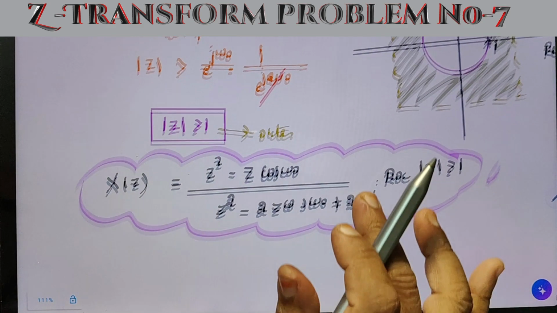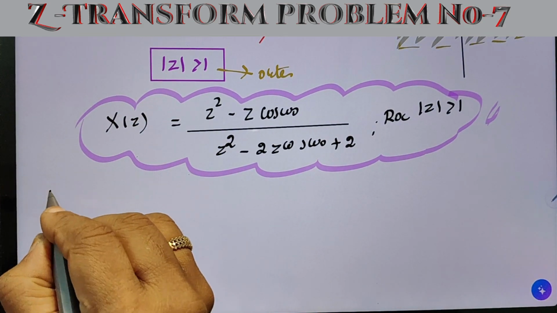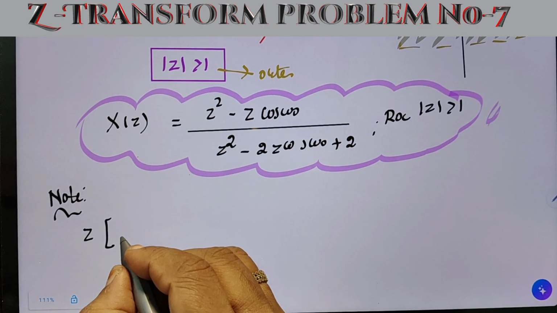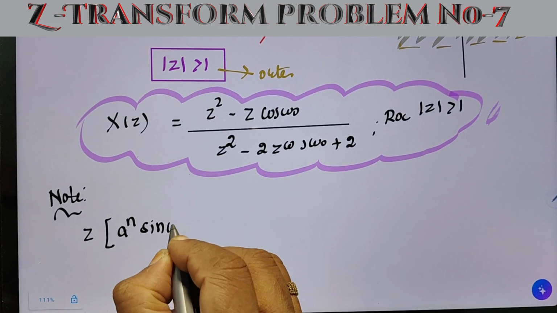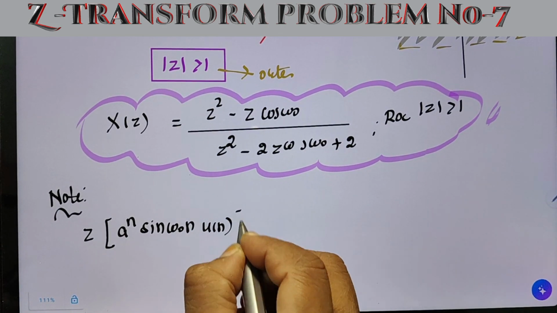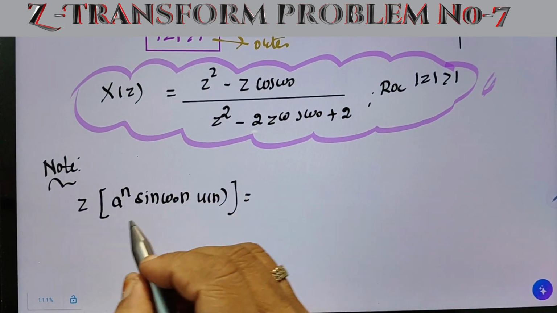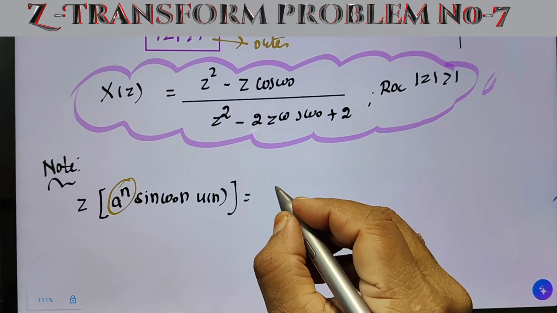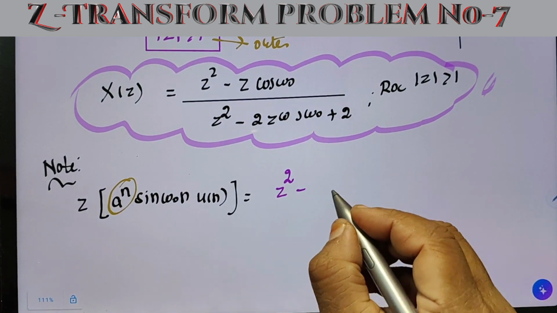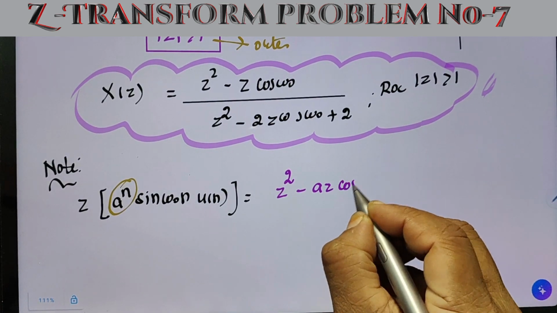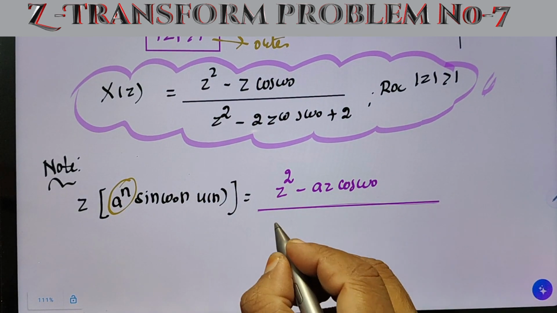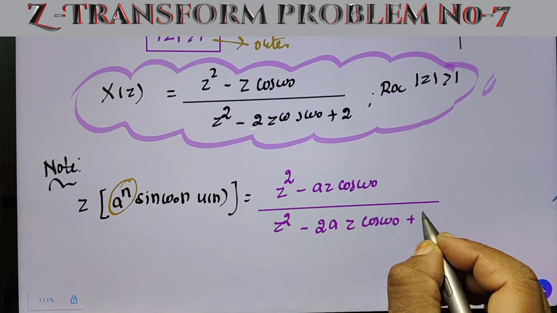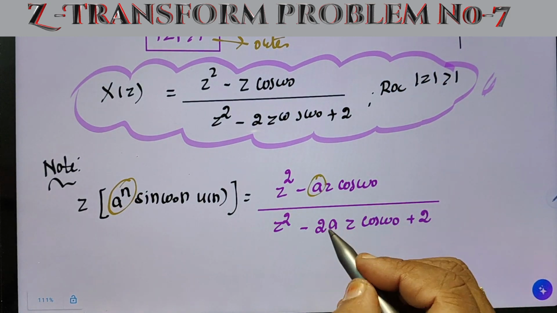Here note down one important point. In case it is the transform of a power n sin omega naught n into u of n, the same formula applies with a power n additionally multiplied. So the answer is the same: z square minus a z cos omega naught, the whole divided by z square minus 2a z cos omega naught plus a square. Here the term a is additional, here also additional, here also additional.